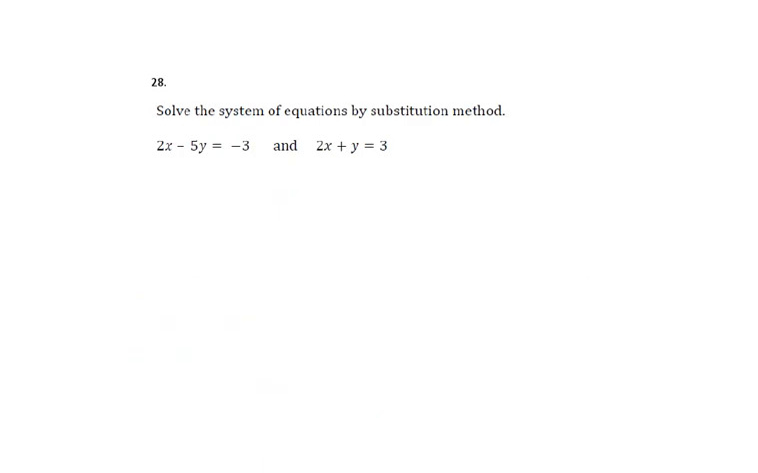Number 28 wants to solve by substitution. The trick is to either get x alone or y alone. It doesn't matter which one and it doesn't matter which equation, but the easiest way to do this is look for a letter that doesn't have a number. And I'm looking at the y right here. So first I will subtract 2x. So y equals negative 2x plus 3.